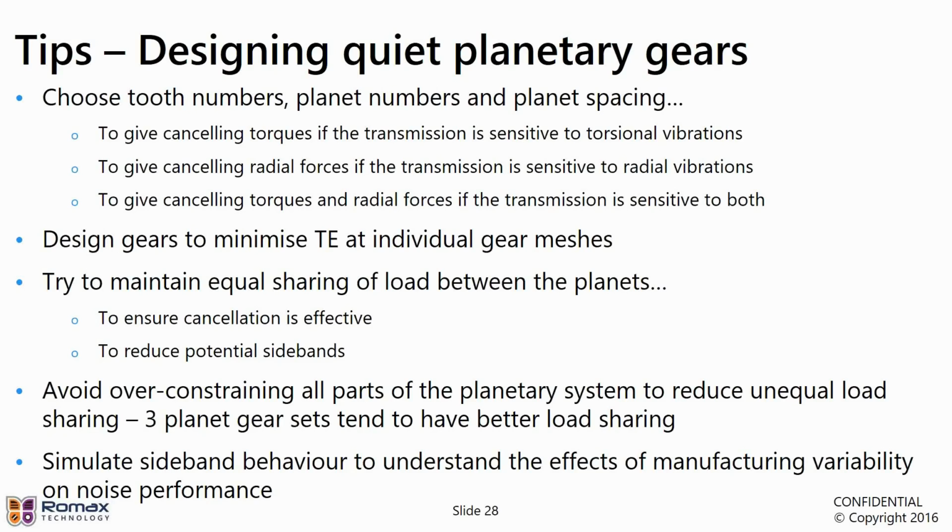We don't want those all radially constrained, so they're all held rigid, if at all possible. We want a bit of flexibility in the system and allowable movement to allow it to deflect when it is under stress from these manufacturing errors and system deflections and so on. And the best way of doing that also is to have 3 planet gears. That's not always possible. You might need more planet gears to take all the load that you need. You might need more than 3 planet gears to give you the cancellations that you want, but 3 planet gear sets tend to have the best load sharing between the planets.